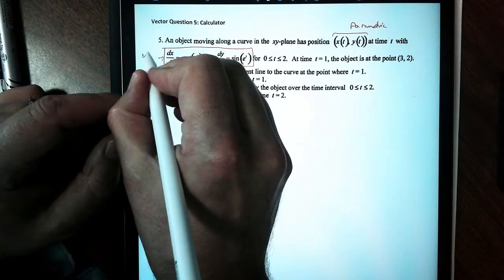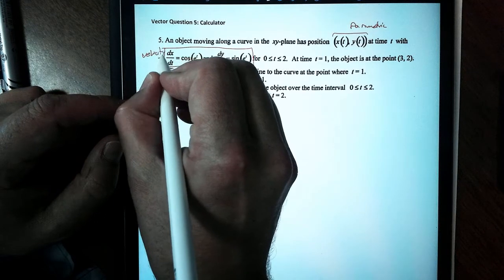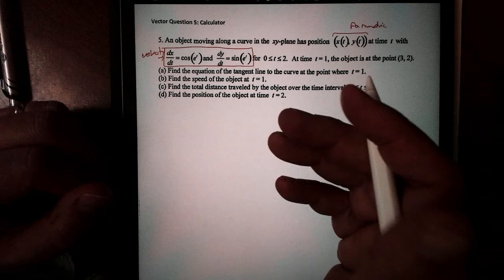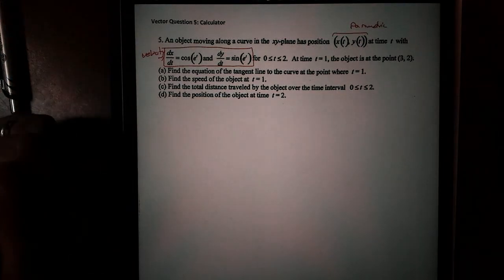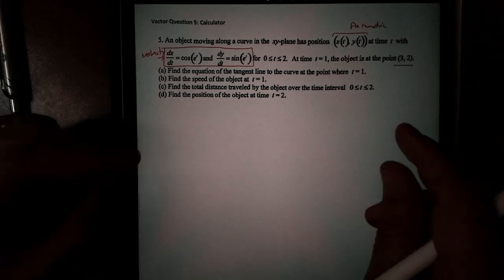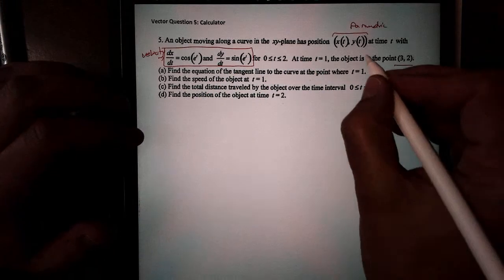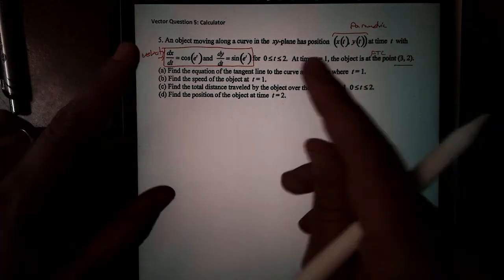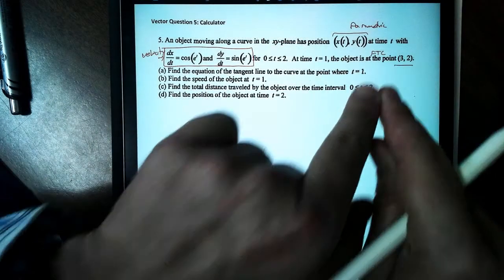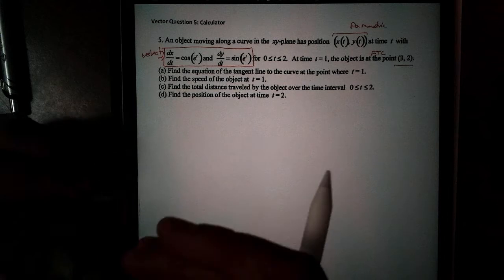But here they're giving us the velocity vectors. And we're only talking about time between 0 and 2. So we're not talking about a whole lot of time here. And then they say at time t equals 1, the object is at this point. So when I look at something like this, I'm thinking FTC. They gave me a derivative, and they're giving me a point. I'm thinking fundamental theorem.